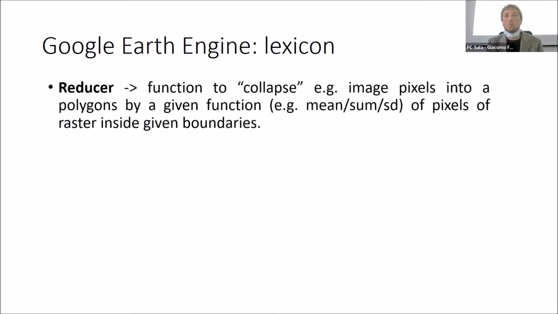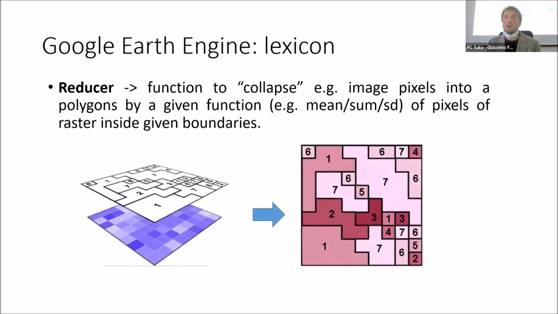And then also the functions. The functions to operate on the data have some names which are not the typical ones from classic JS. They are slightly different. For instance, one of the most useful, and that we will be using today, is called a reducer. A reducer is a function to collapse, for instance, the pixels of an image, so of a raster, into polygons, so into features.